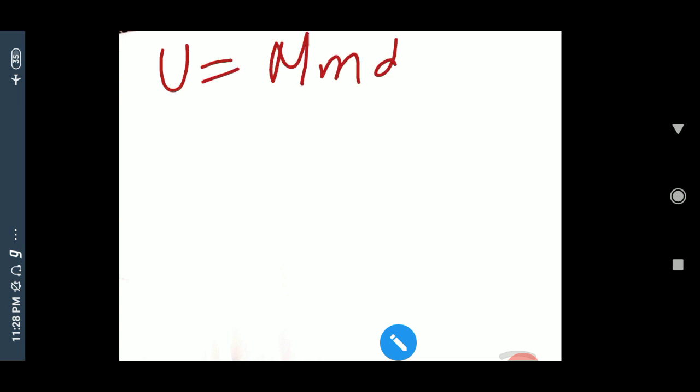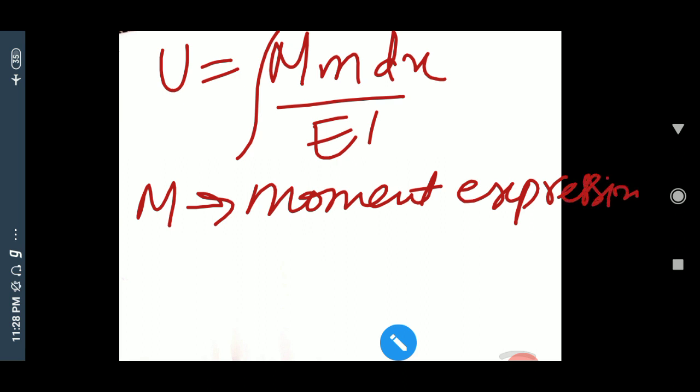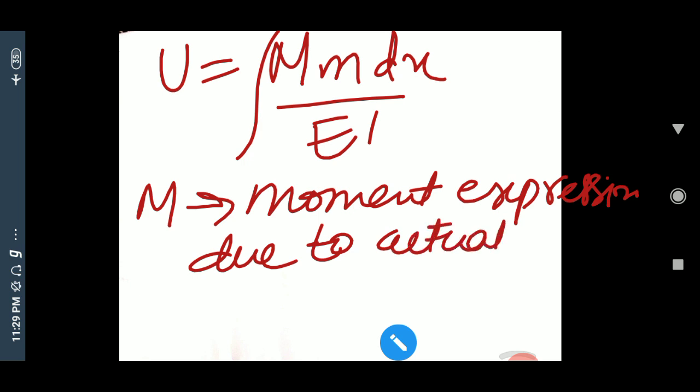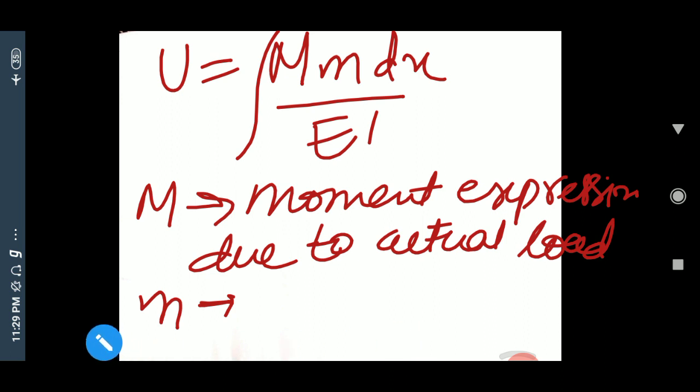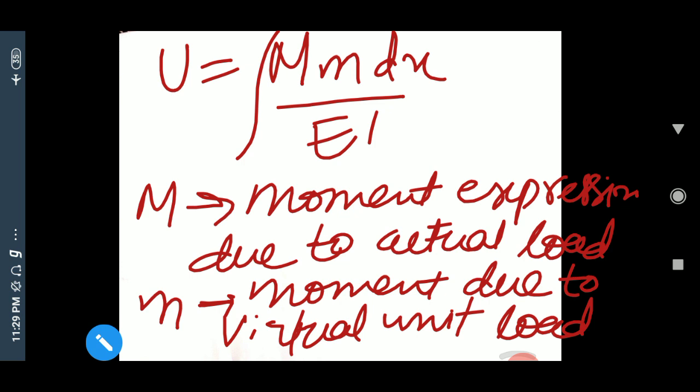Capital M, what is small m. So just write down: capital M is actually the moment expression due to actual load. Okay, and what is the value of small m? It is actually the moment due to virtual unit load. Okay, so this is capital M, this is small m.